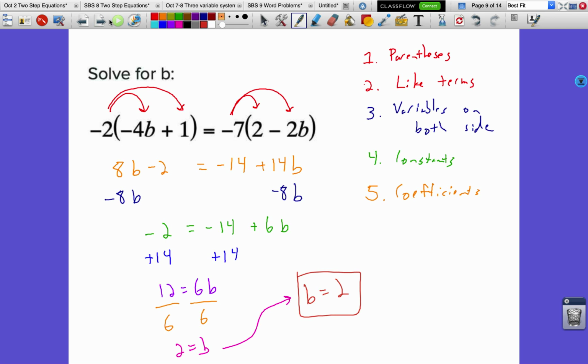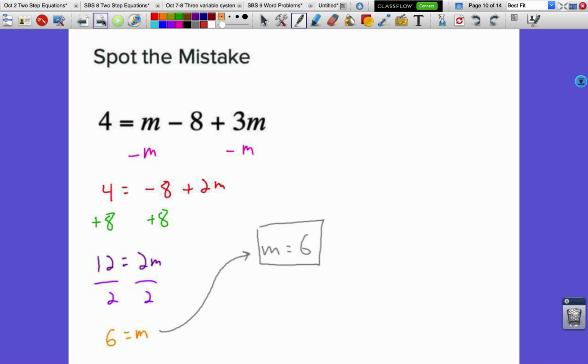All right, so I'll put more multi-step equations in for you to practice at the end of this. Let's look at some common mistakes. Can you spot the mistake here? All right, so the mistake is right at the top here. We subtracted m, but we didn't subtract it from both sides. We actually subtracted it twice on the same side. When you have like terms, we should have combined these like terms.